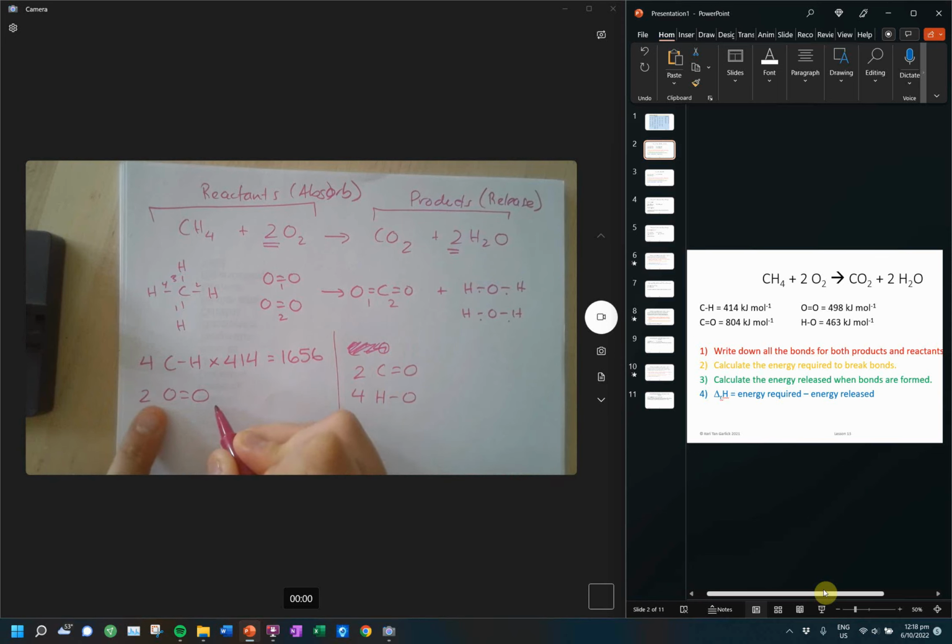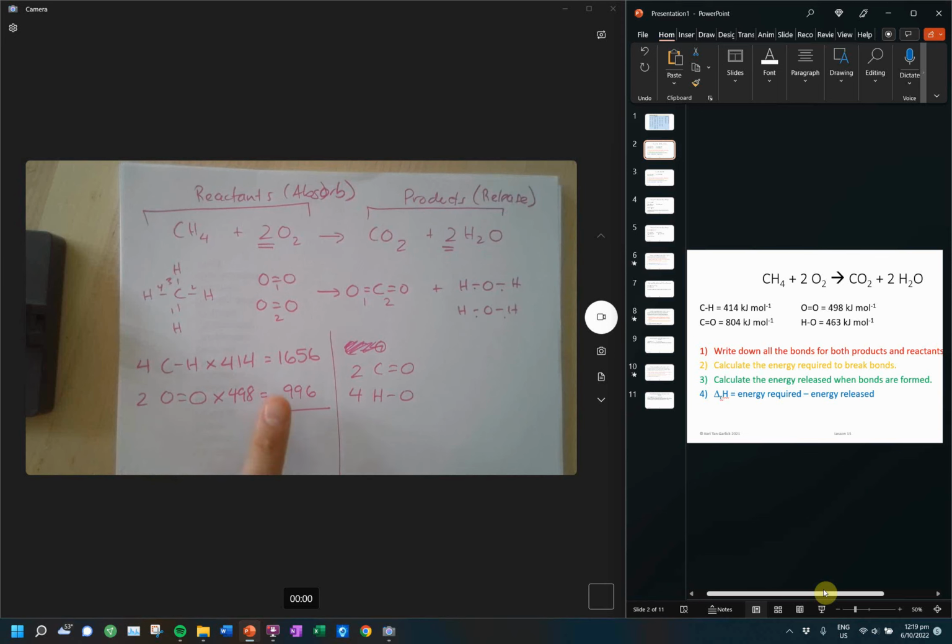1656. With the oxygen double bonds, when I look at that, it's going to be 498. We have 2 of them, so 498 times 2, and that's 996. And then I'm just going to add those together. And that's going to be 2652. So that's how that one works out.